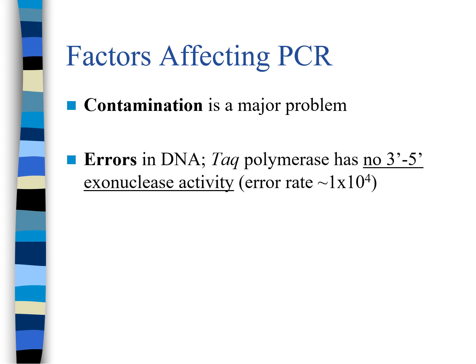Also, we have to be aware that Taq polymerase has limits. Taq polymerase has no 3 to 5 prime exonuclease activity, so it can make mistakes. It cannot go back and fix them. Once it makes a mistake, it makes a mistake. It cannot be corrected. So we have to be aware of that. Taq polymerase has a high error rate.